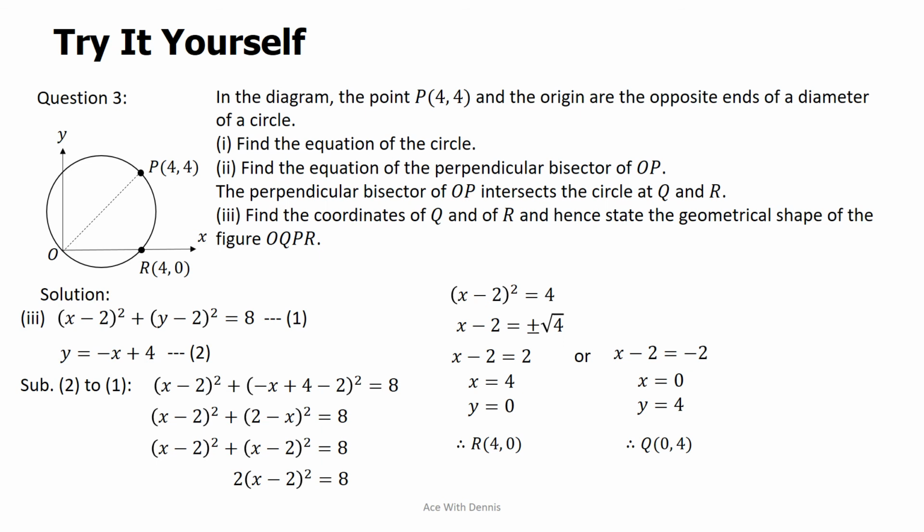So now we can label the point R and the point Q on the diagram, which looks like this. And from here, we can join them together, and we can say that OQPR is a square. Do you get all these answers correctly?